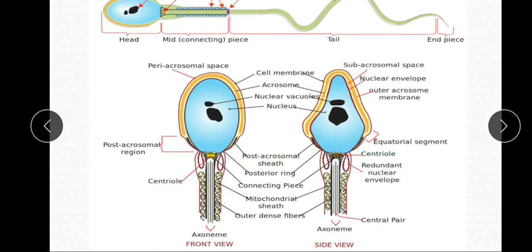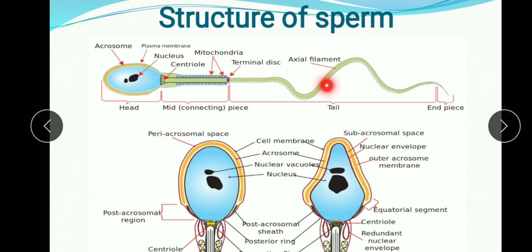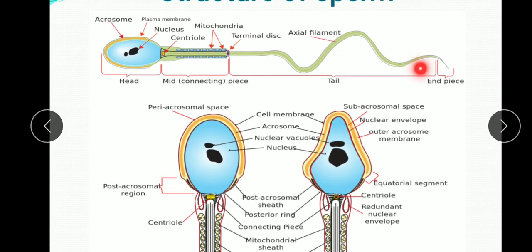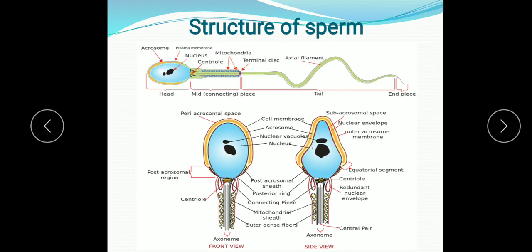Now the posterior part. Posteriorly, the middle piece contains a ring-like structure, that is the centriole and the annulus here. Further, the tail region, that is the flagellum, the posterior part of the sperm, is longer than the head and the middle piece. The tail is the locomotory organ of the sperm and internally contains a bunch of axial filaments. These are responsible for the movement of the tail, and the tail of the sperm helps in swimming and locomotion. So this is the ultrastructure of the sperm.